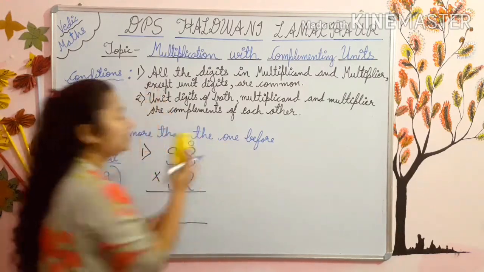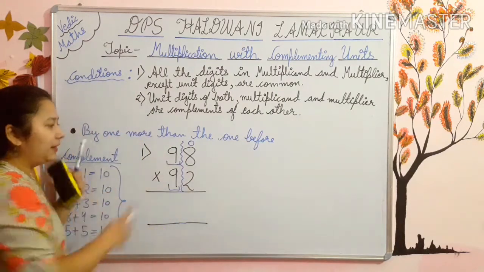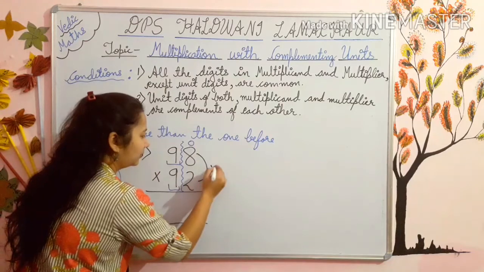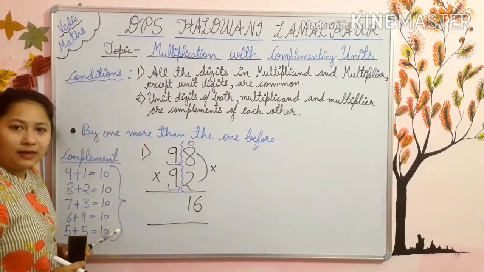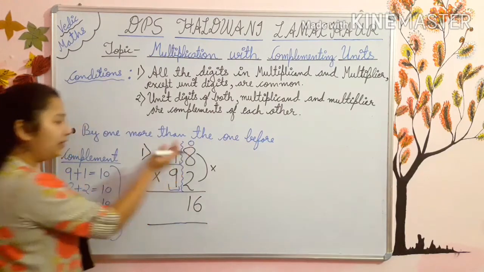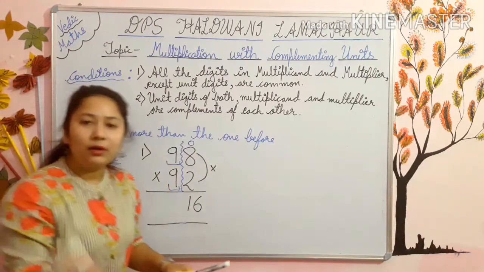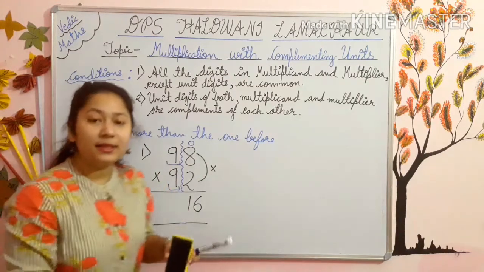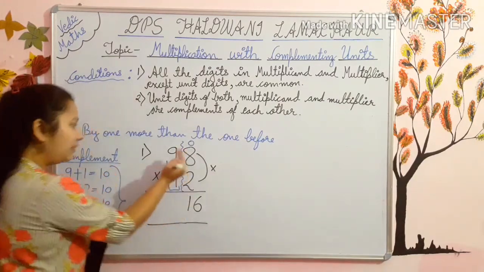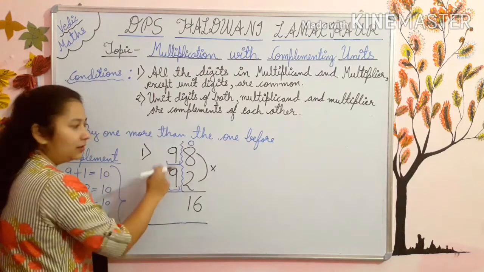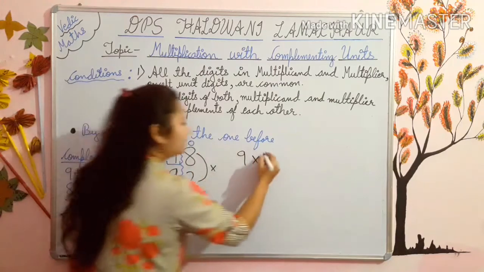So now students, what is your trick? For getting the answer, first of all you have to multiply both the unit digits. 8 twos are 16. And then whatever the remaining digits are there, it can be 9, it can be 14, it can be 15, it can be 26, it can be 439, it can be 432, whatever the remaining is there, here it is 9. So you have to multiply 9 with 1 more than 9, meaning 10.